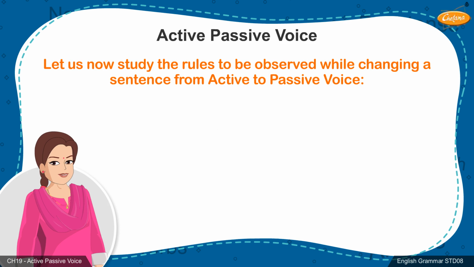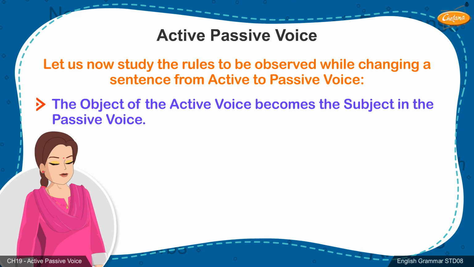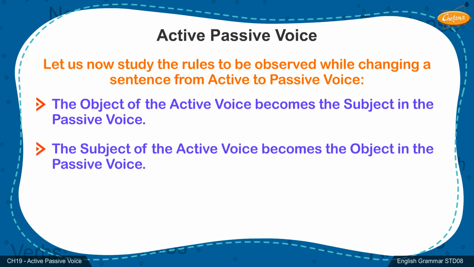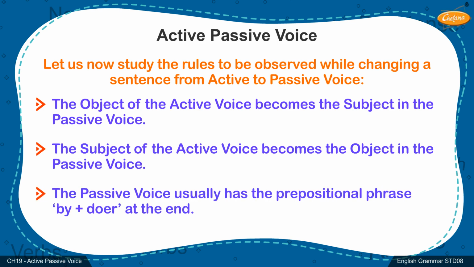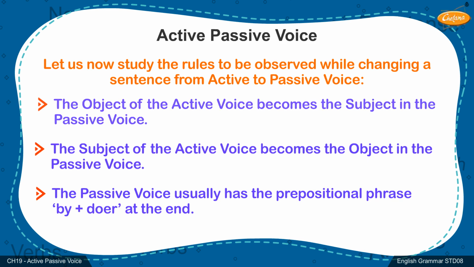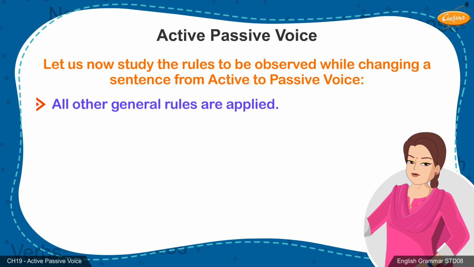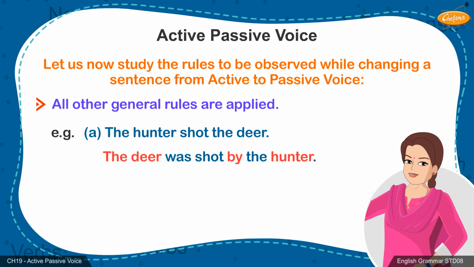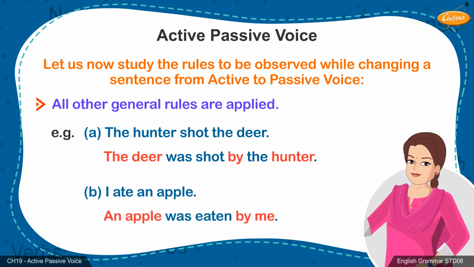Let us now study the rules to be observed while changing a sentence from active to passive voice. The object of the active voice becomes the subject in the passive voice. The subject of the active voice becomes the object in the passive voice. The passive voice usually has the prepositional phrase by plus doer at the end. All other general rules are applied. Example: A. The hunter shot the deer. The deer was shot by the hunter. B. I ate an apple. An apple was eaten by me.